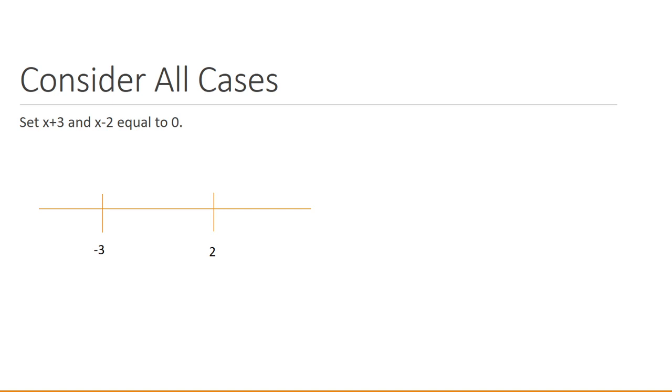From there, we can break it up into three different regions. Region 1 will be less than negative 3. Region 2 will be greater than or equal to negative 3 and less than 2. And region 3 will be greater than or equal to 2.